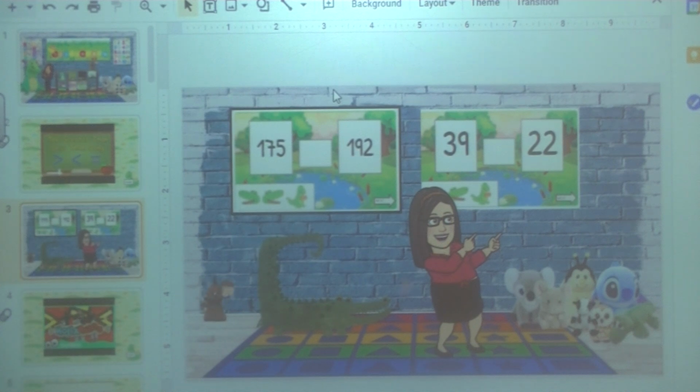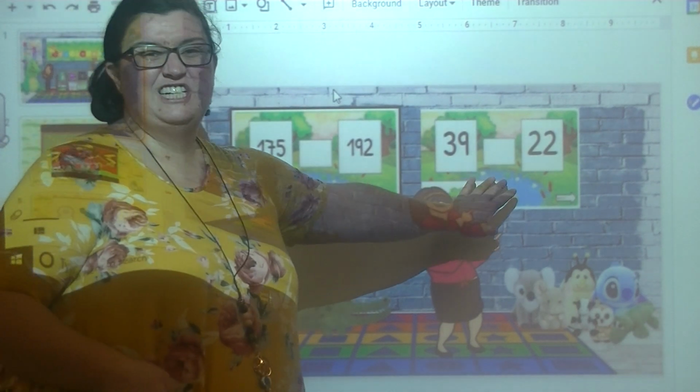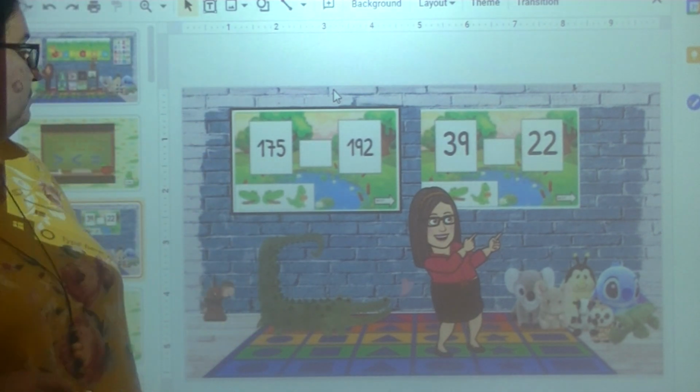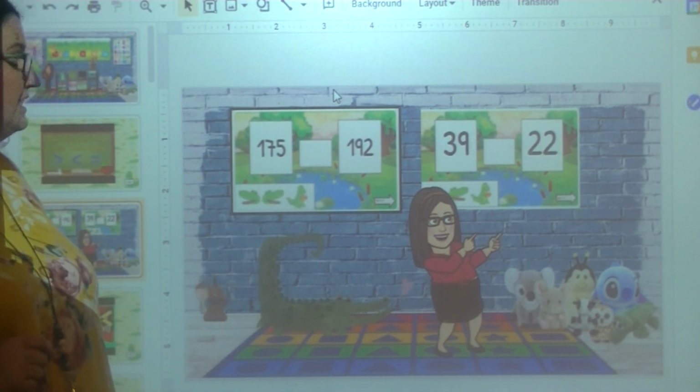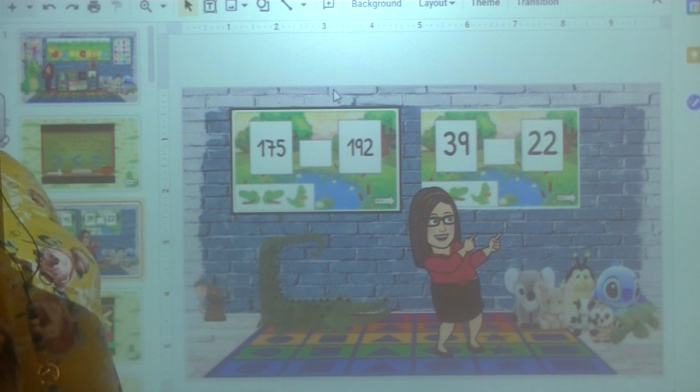We focused mainly on the 2-digit. We worked a little bit on 3-digit, but not that much. So today we're going to work on the 3-digit.